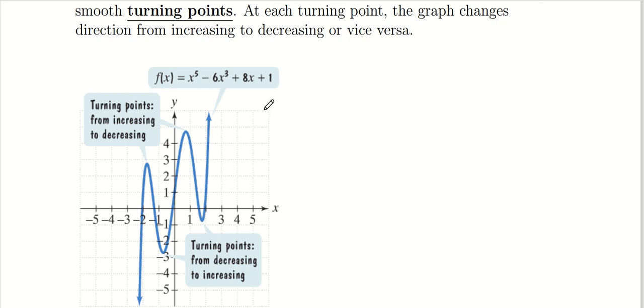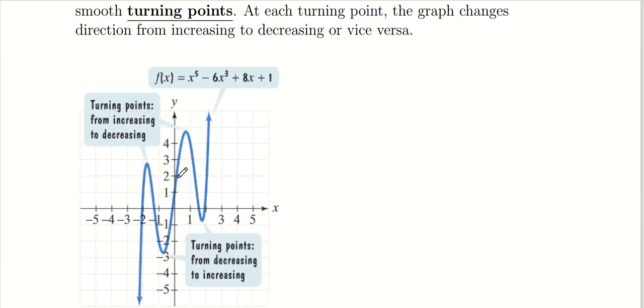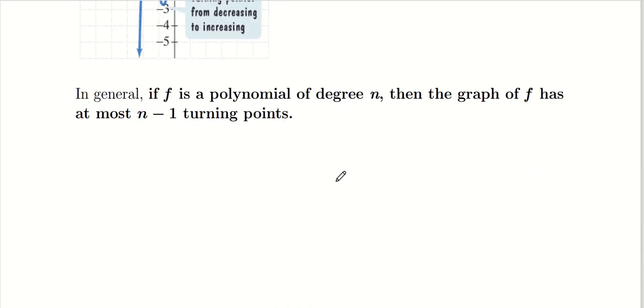Again, to be a polynomial, it has to be both smooth and continuous. So those turning points are nice and rounded. They're not sharp corners at all. In general, to actually find the turning points is a pretty involved process and requires the use of calculus, but we can at least state the following information.